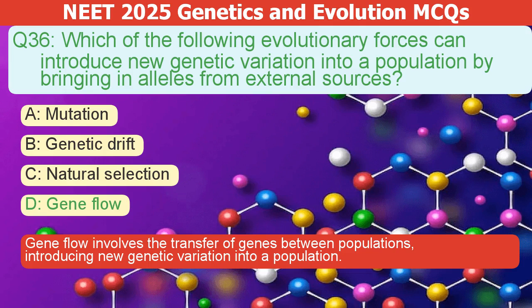The correct answer is D. Gene flow involves the transfer of genes between populations, introducing new genetic variation into a population.